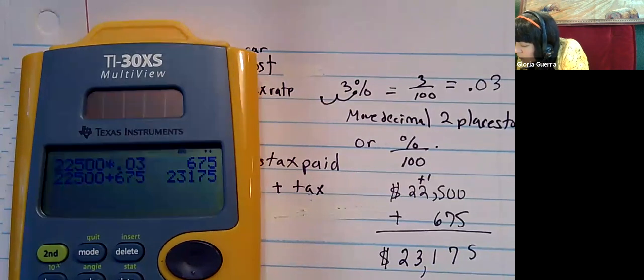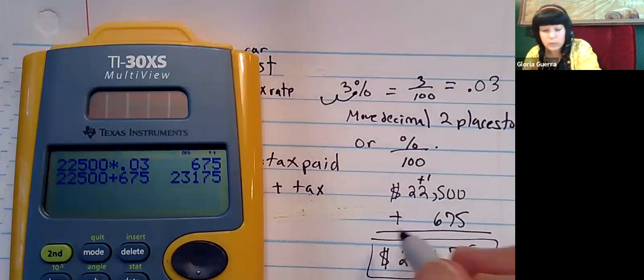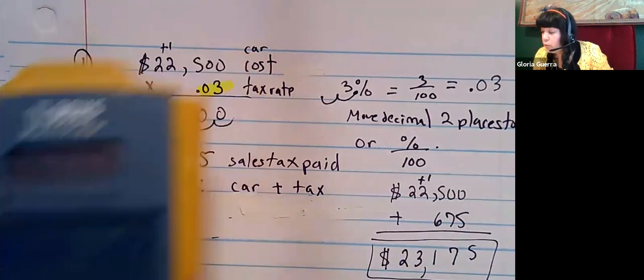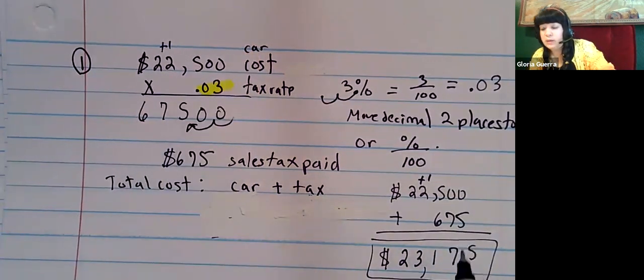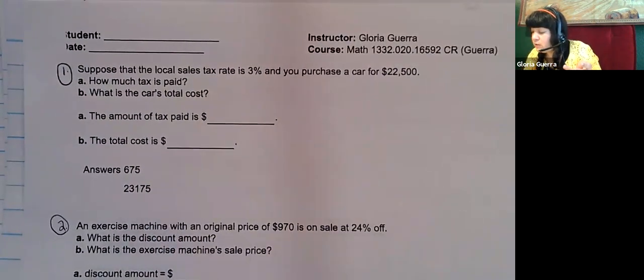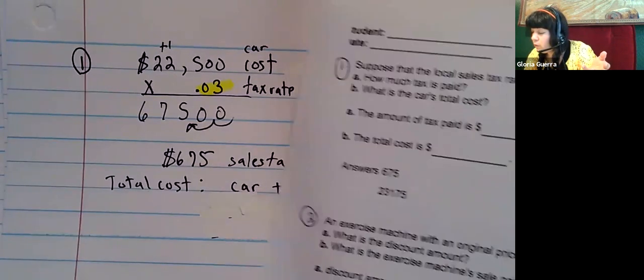And then when I add 23,175, okay. All right. So on your test, when you show your work, this is showing your work. Okay. And then you would look for your answers on the computer, and then circle your choices or choose your choices on the computer. Okay.